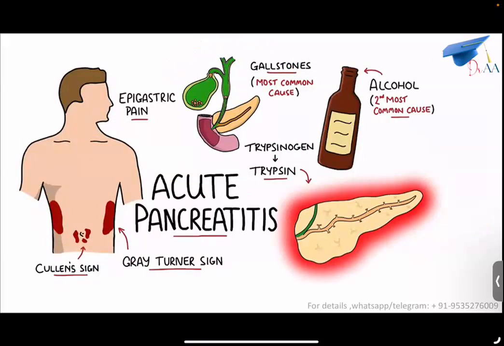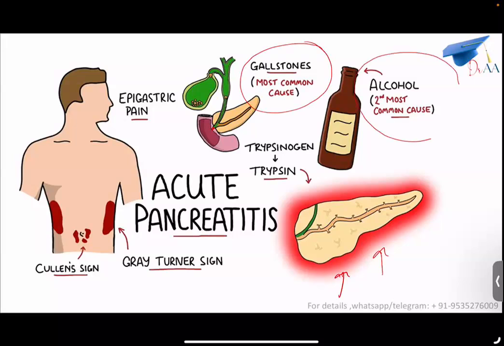The last topic we are studying today is acute pancreatitis. Inflammation of the pancreas is known as pancreatitis. What are the most common causes? The first most common cause is a gallstone obstructing the duct of the pancreas, resulting in inflammation of the pancreas. The second most common cause is alcohol consumption. The third most common cause is increased triglyceride levels.